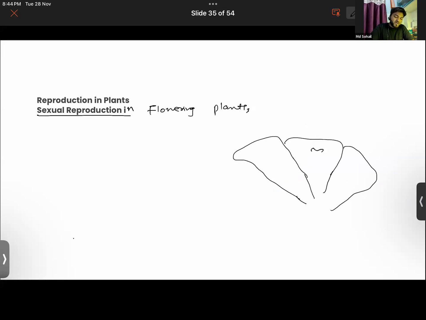Hold on for a minute. Let me draw this diagram. Then you guys have to mention the different parts of it. Hope you guys have already studied flowers in your classes. In class 6, you must have studied about it. So it will be a small revision test for you guys as well.